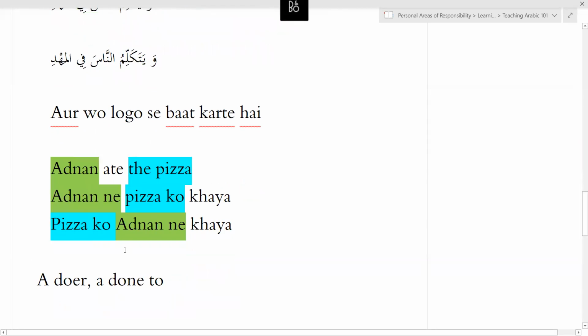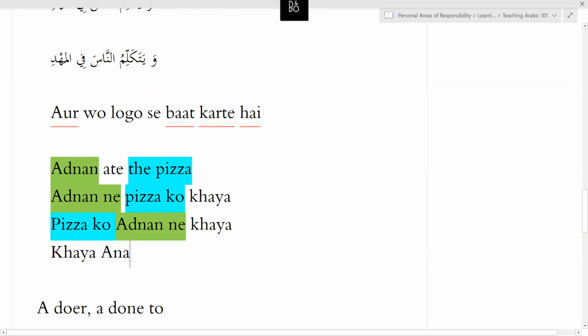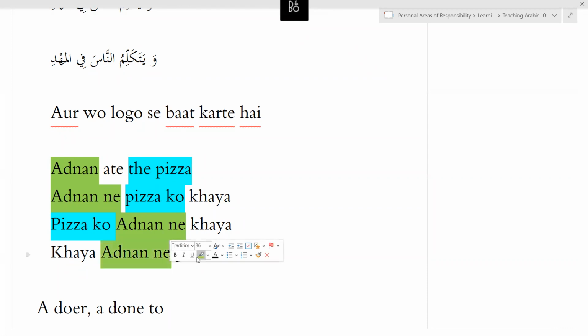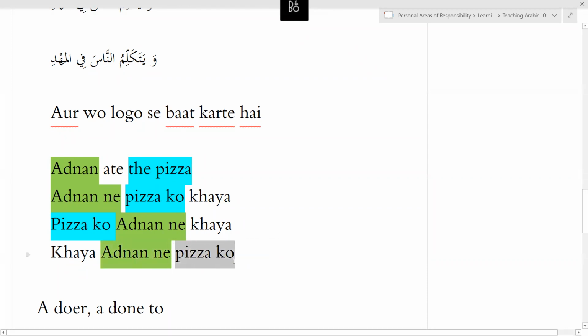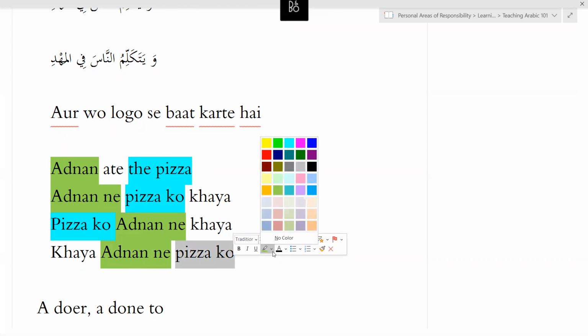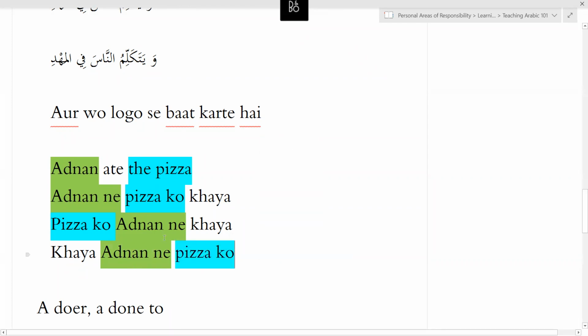No. What if I say खाया Adnan ने pizza को? खाया अदनान. Is this the same meaning or different meaning? Same, right? So Urdu allows you to move things around. I can move the different parts of the sentence around, and the meaning will still be the same.